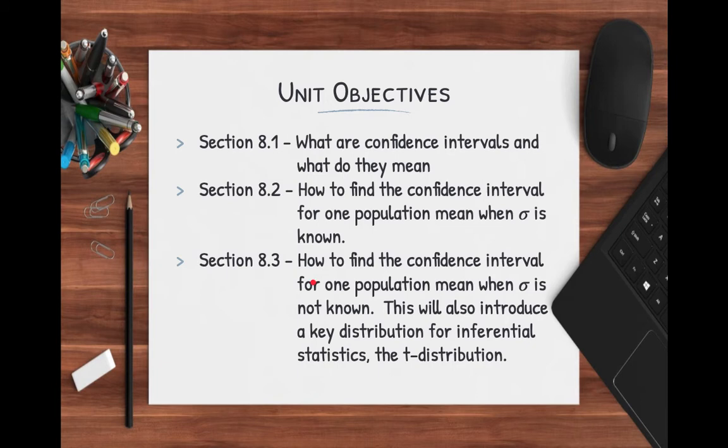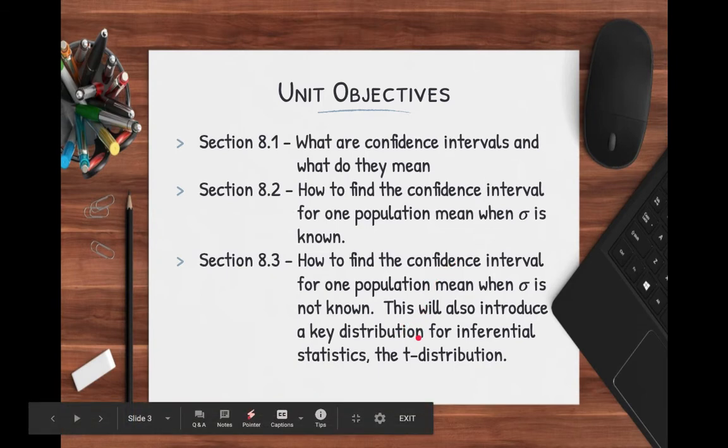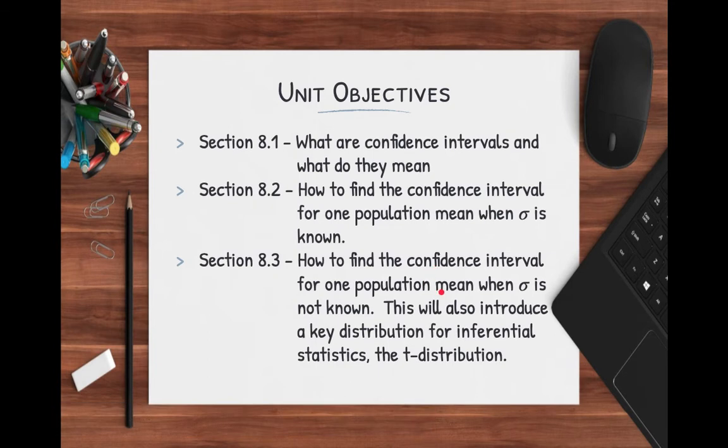So just a quick overview of what we're going to do with this unit: we're going to first define what confidence intervals are. We're going to calculate the confidence interval when we know what the standard deviation is for the population. And then, how often do we know that? Well, sometimes we know it, sometimes we can get pretty close. If we don't, we're going to learn a new distribution called the t-distribution that helps us find this confidence interval for the one population mean if I don't know what the standard deviation of the population is.